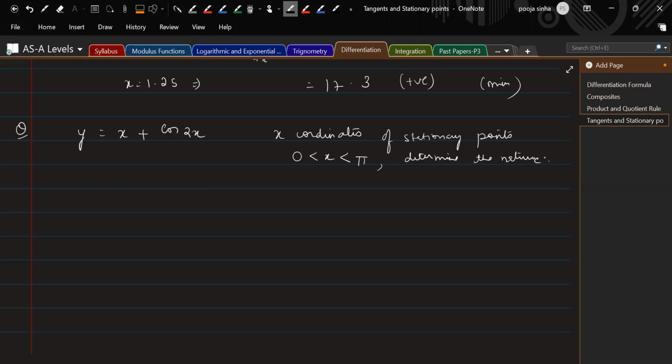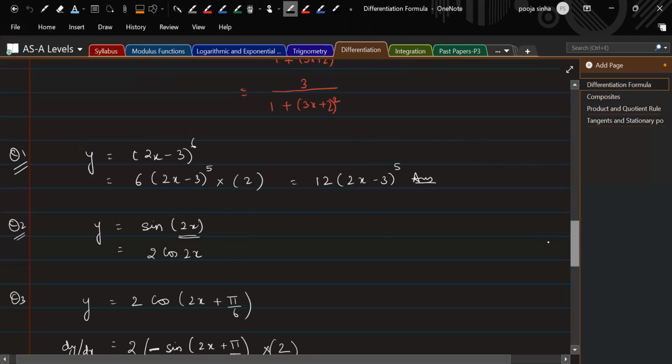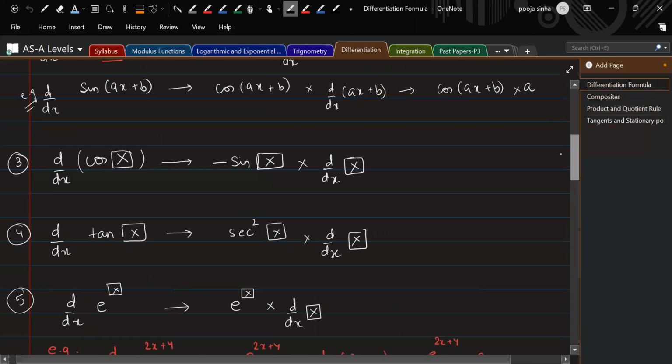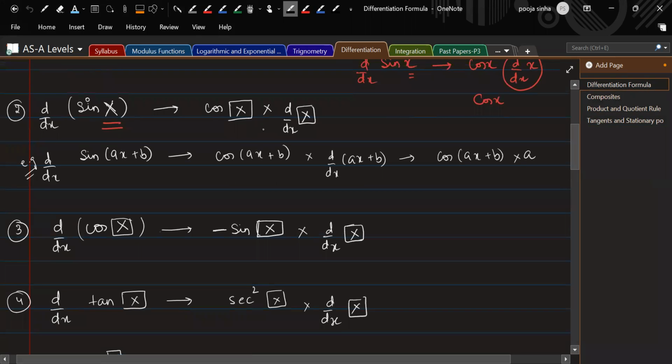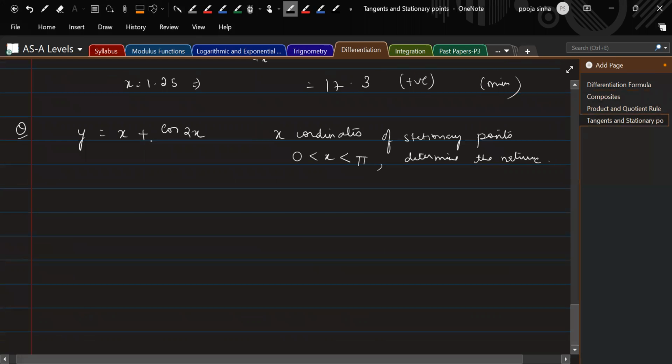So when we are differentiating cos 2x, will it become minus sin 2x or minus sin 8x? If you remember, what was the formula? Differentiation of cos x was minus sin x, so minus sin x as it is. But then we took minus sin 2x, so it will become minus sin 2x multiplied by 2.